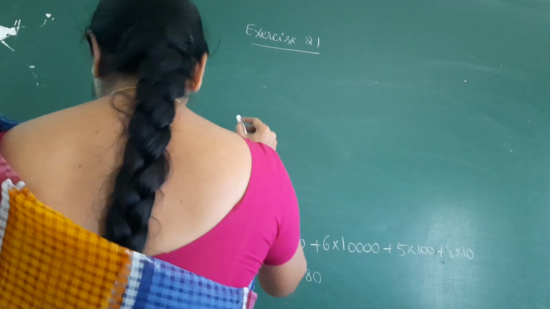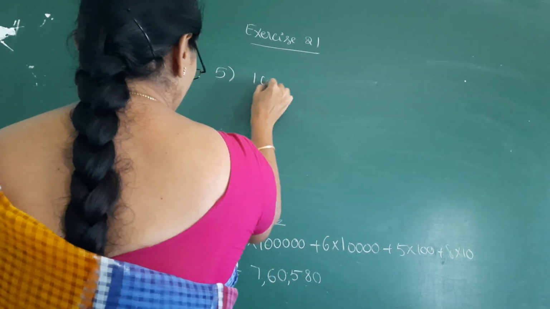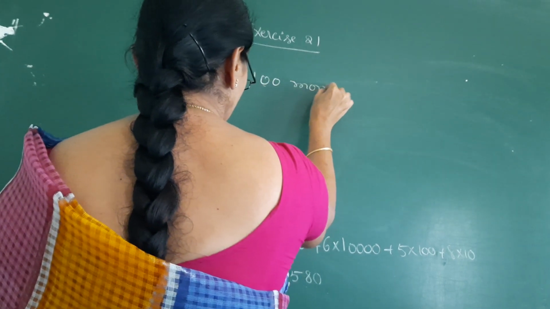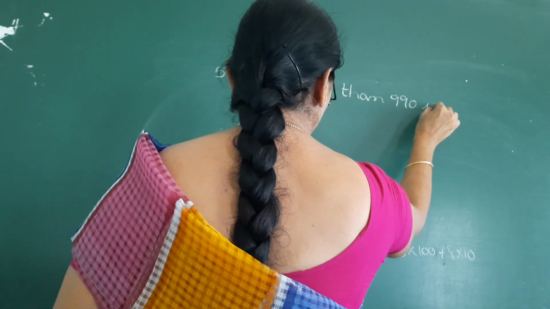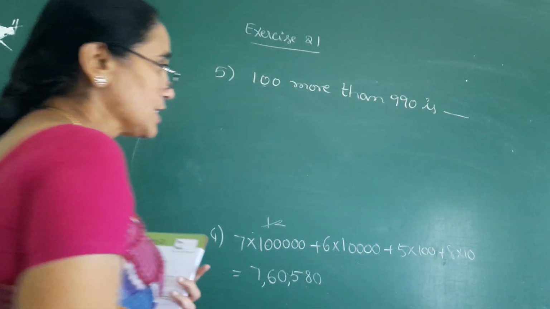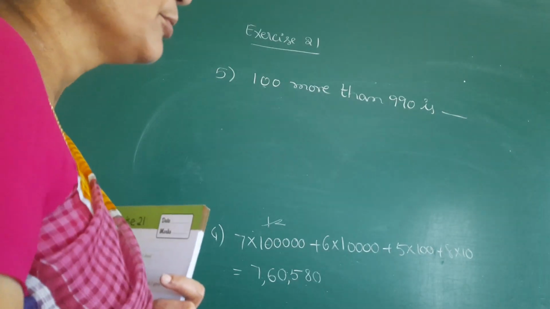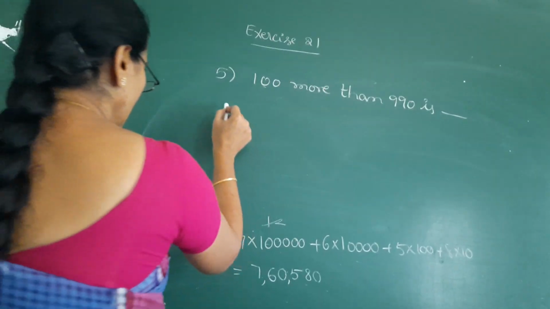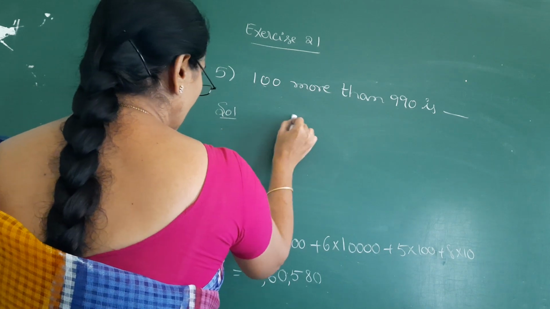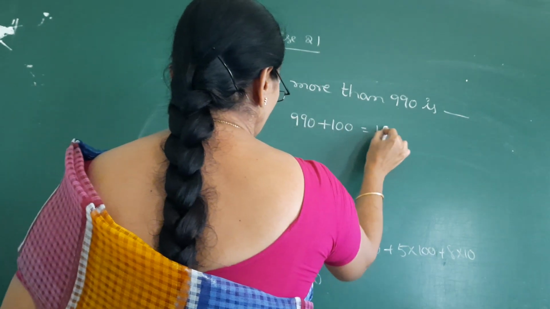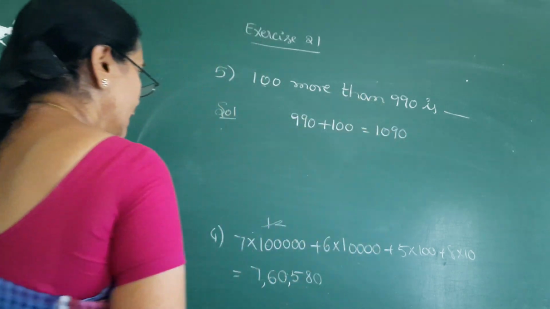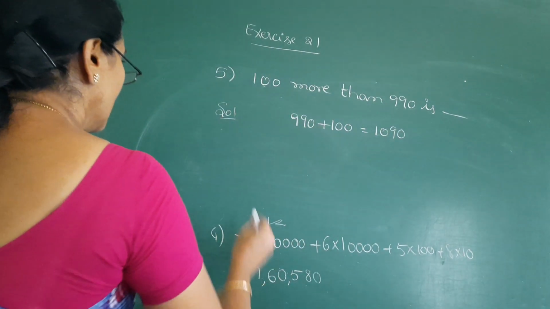See the next problem. 100 more than 990. How much number is 100 more than 990? So 100 more than 990 means you have to add 100. That is equal to 1090. 1090 is 100 more than 990.